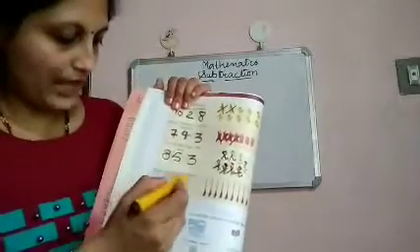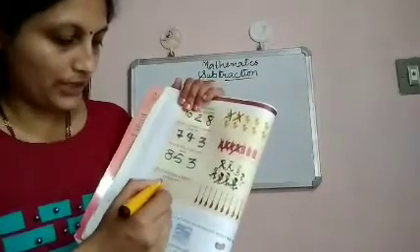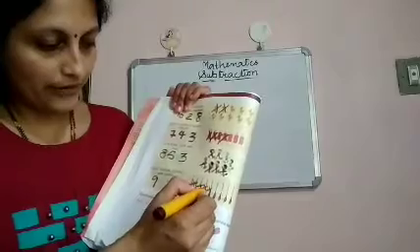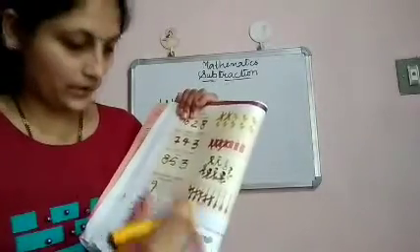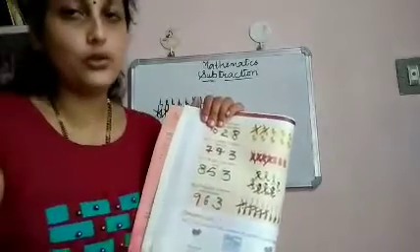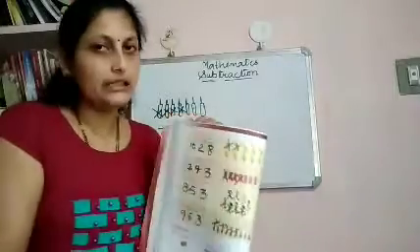Next, out of 9 brooms, 9 brooms are there. 6 brooms were removed. 1, 2, 3, 4, 5, 6. 6 are removed. How many left? 1, 2, 3. 6 removed, 3 left. 9 minus 6 is equal to 3. So like this you have to subtract the things.